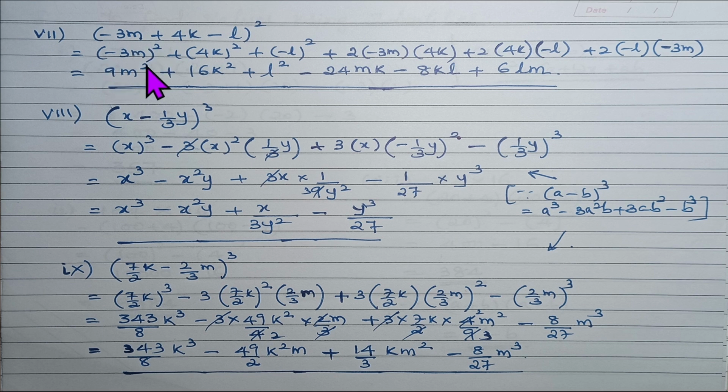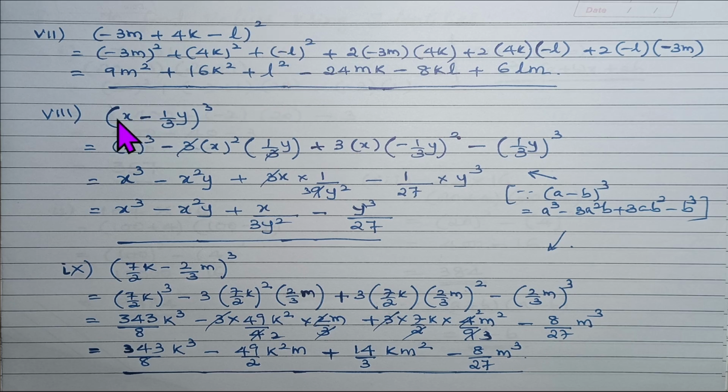Now minus 3 square is 9m square, 4 square is 16k square, and this will be plus l square. Plus into minus is minus, 3 into 6 is 24mk, and 4 into 8 minus, again plus into minus is minus, 4 into 8kl, and minus into minus is plus, plus into plus is plus, and 3 into 6, 6lm. This is the expansion of (a plus b plus c) whole square form.